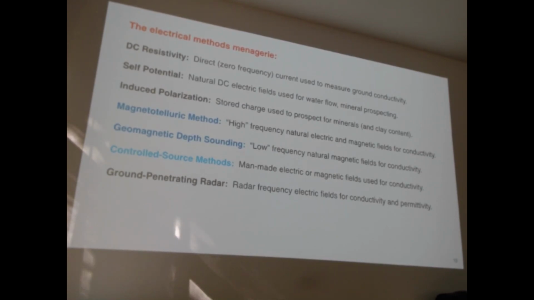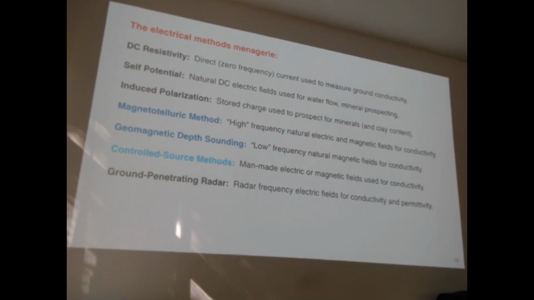And then the inductive methods: magnetotelluric method, geomagnetic depth sounding, a little bit of controlled source. That's what we're going to cover today. And then at the other end, there's ground penetrating radar, where the frequencies are high enough that you actually get wave propagation in the top few meters of the Earth. So we're going to be mainly concentrating around here.